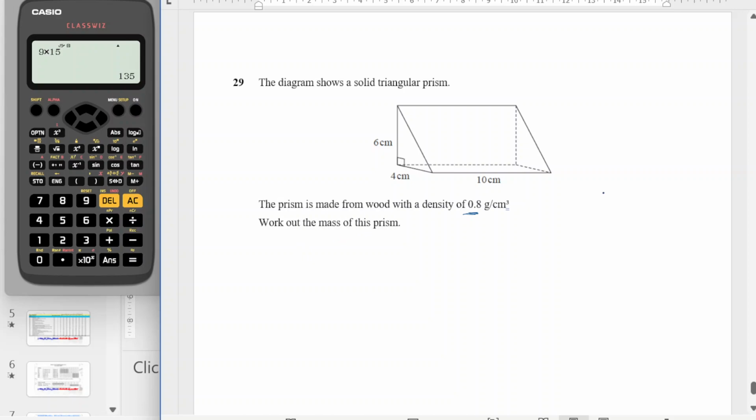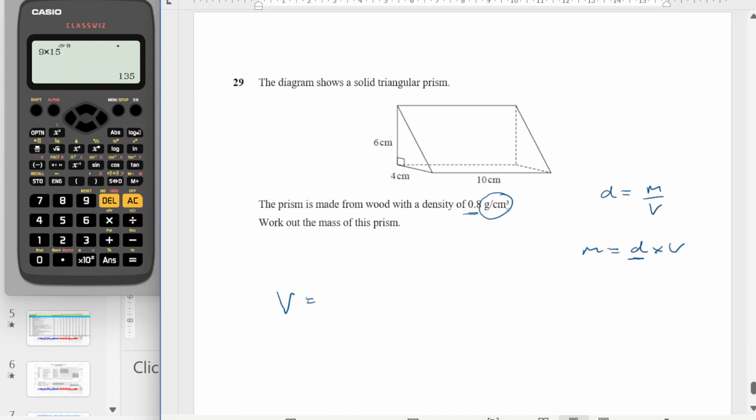So density is equal to mass divided by volume. We can get a hint there. That's a measure of mass divided by a measure of volume. So we want to work out the mass. So mass is equal to density times by volume. However, we have got the density, but we haven't got the volume. So we need to work out the volume of this prism.